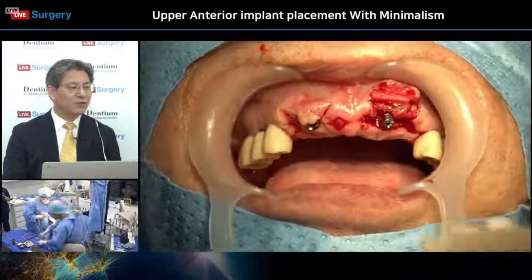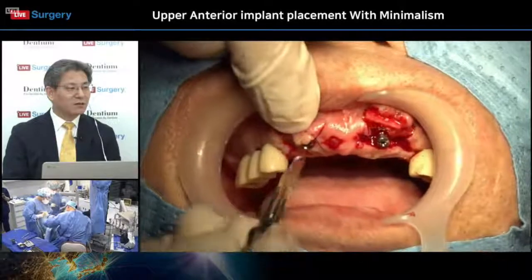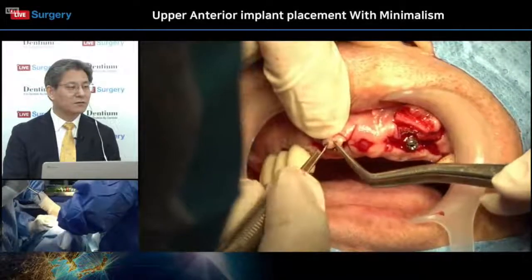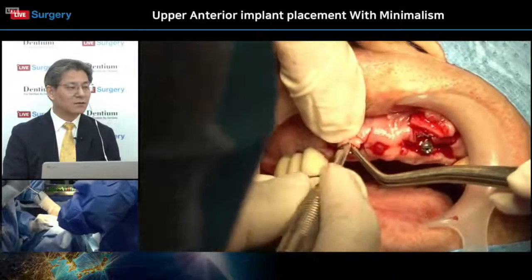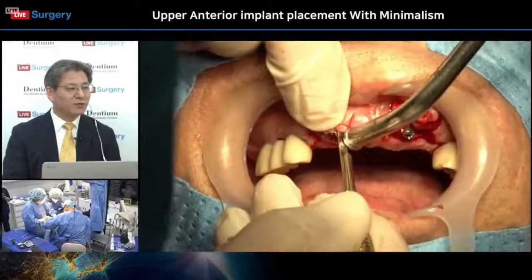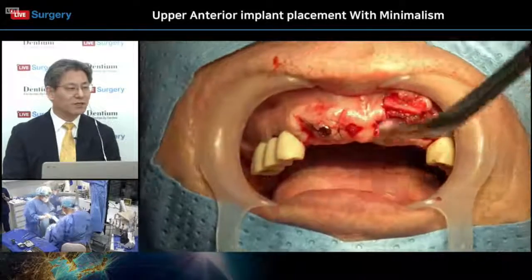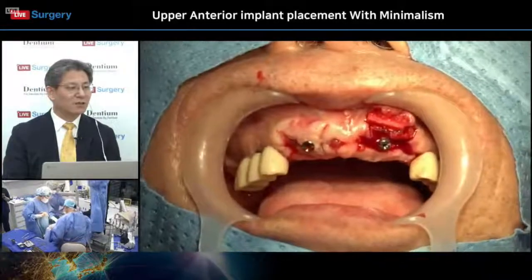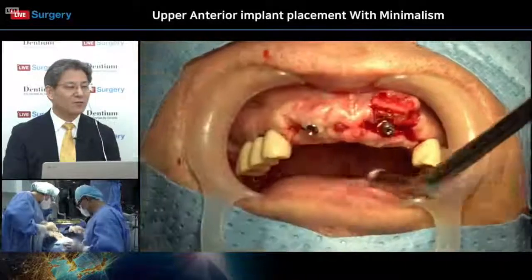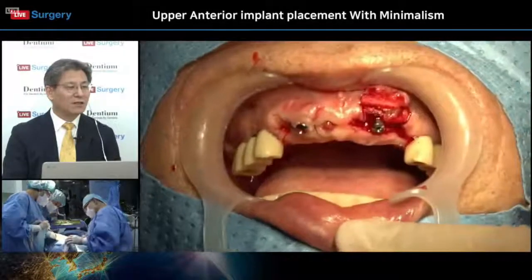When you have a GBR procedure with a simple grafting technique, very nice tissue integration properties will be shown when you use this Osteon 3 collagen and collagen graft. So I frequently use this type of graft material, like Osteon 3 collagen and collagen graft.